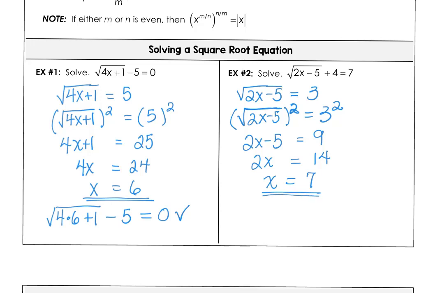And then you want to quickly check that 2 times 7, that's 14. Minus 5, that's 9. So the square root of 9 is 3. And 3 plus 4 is definitely 7. And that does check.